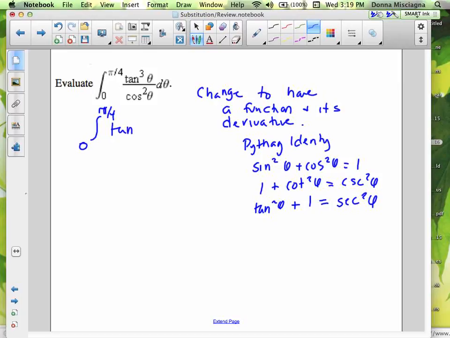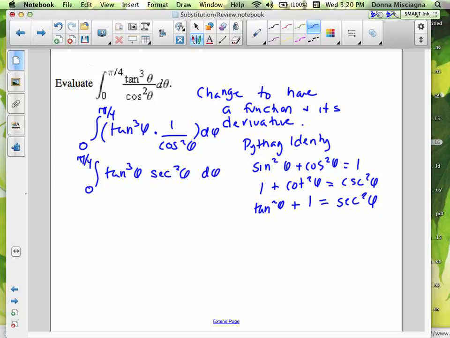So tangent cubed theta times 1 over cosine squared theta d theta. Now we could change that to a secant squared theta. That's what we need. So now it's all good. Sometimes you try something and that doesn't look so good, and you try something else and all of a sudden, you figure it out. So this would be secant squared theta d theta.